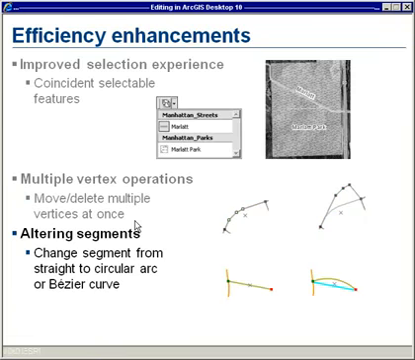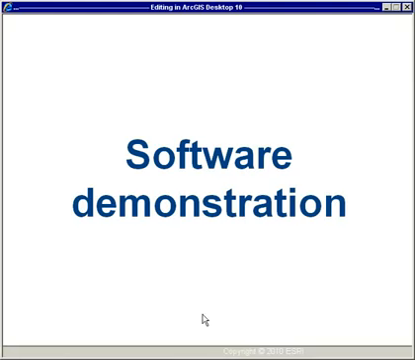Also, you can select a segment. Maybe you want to select a segment and move it. Or you can change a straight segment, for example, to a circular arc or a Bezier curve. This, again, makes it easier to digitize features more accurately or represent them more accurately. All I really need to do is right-click on the straight segment and replace it with a circular arc. I will show you that in this next software demonstration.